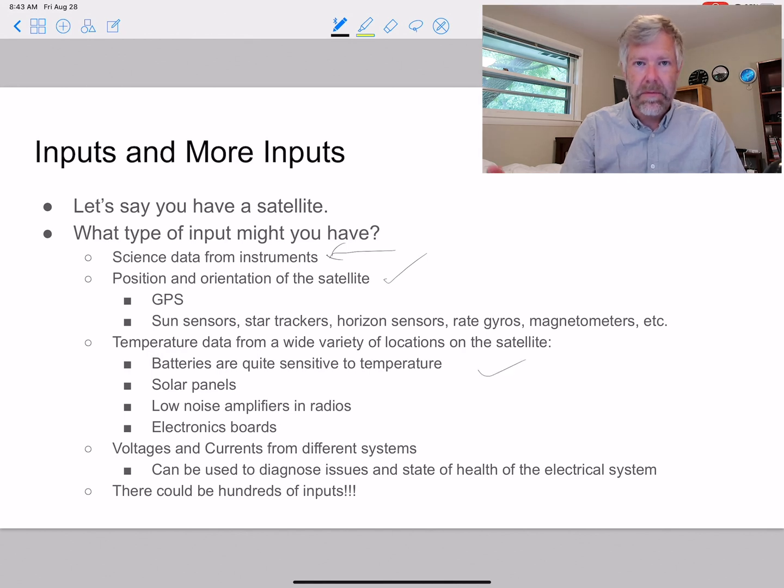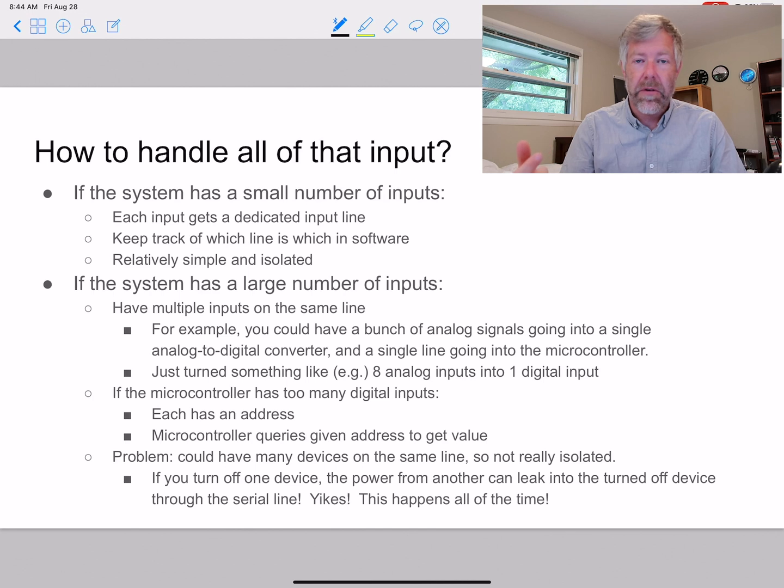So for example, batteries are extremely sensitive to temperature, and so you want to monitor the temperature all of the time. Solar panels are also very temperature dependent, so you want to know what the temperature of the solar panels are. You want to know what the voltages and the currents from different systems are. So there could be hundreds of inputs that the satellite actually wants to know about. How does a microcontroller actually handle all of those inputs?